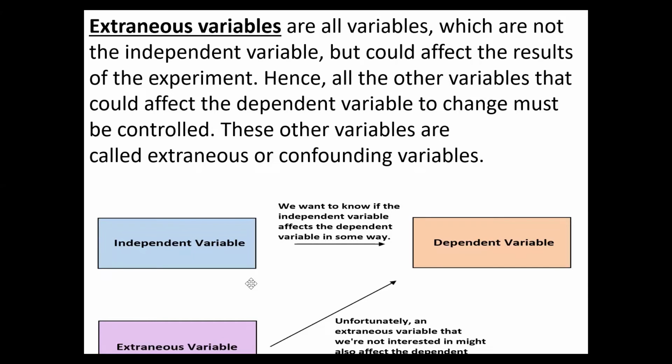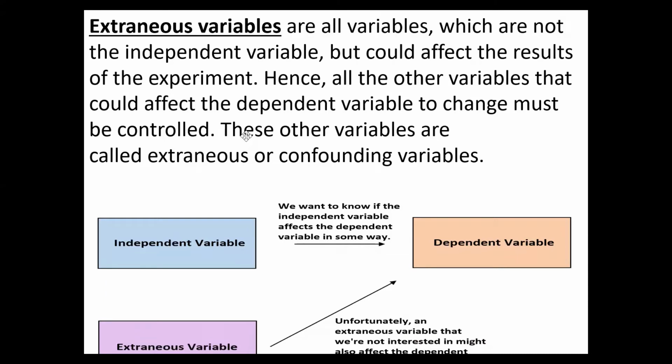For example, if we want to see the effect of nutrition upon physical development, here socioeconomic status would serve as the extraneous variable. So extraneous variables, if not controlled, can affect the dependent variable positively or negatively. Through this pictorial representation, we can also clarify this. We want to know if the independent variable affects the dependent variable in some way. So we want to see the effect of the IV upon the DV, but unfortunately, an extraneous variable that we are not interested in might also affect the dependent variable in some way.